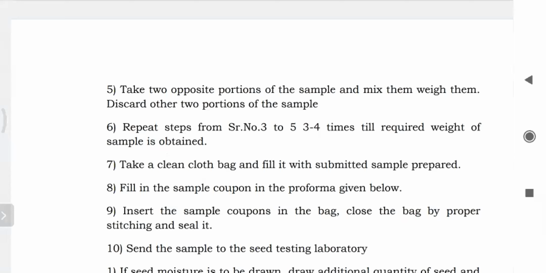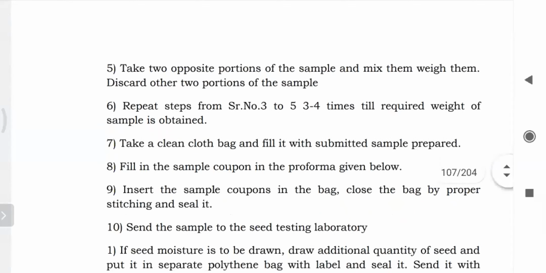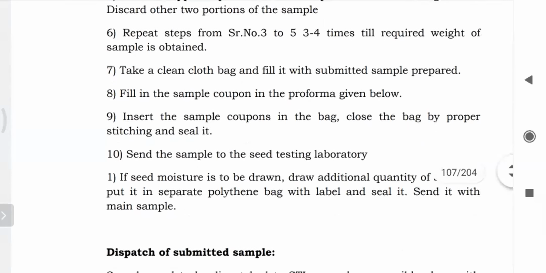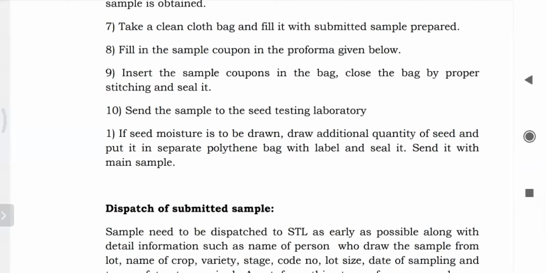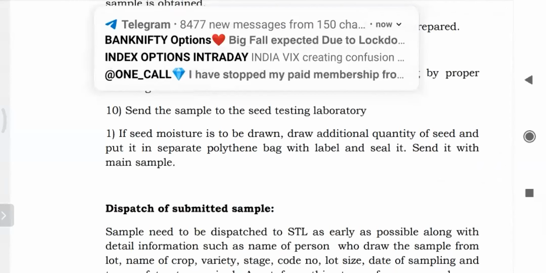Then take a clean cloth bag and fill it with the submitted sample. Fill in the sample coupon in the proforma given below. Insert the sample coupon in the bag, close the bag, and seal it properly. The seeds are then sent to the seed testing laboratory and processed in the seed testing laboratories available in the states, like in Maharashtra, where the seed testing laboratory is at Akola.